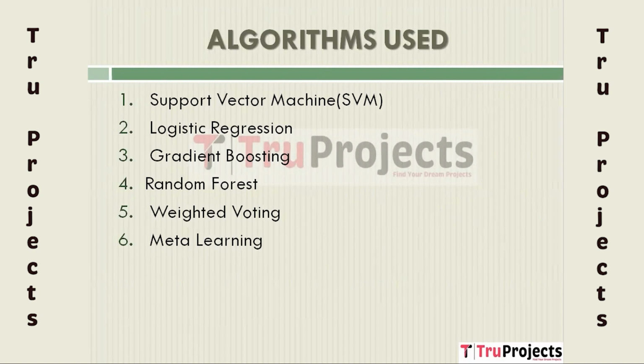Fifth one is weighted voting classifier, a machine learning model that aggregates the predictions of multiple classifiers, each having a different weight. The final prediction is determined by the majority voting of the weighted predictions. Sixth one is meta-learning stack classifier, a meta-learning technique that combines predictions from multiple base level models. The meta model learns to combine the predictions of these base models to enhance overall performance.